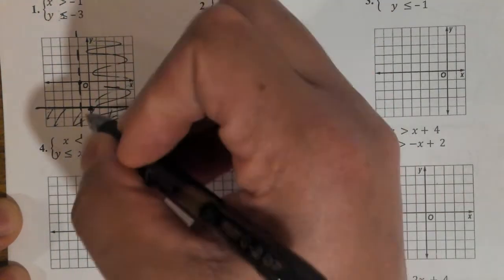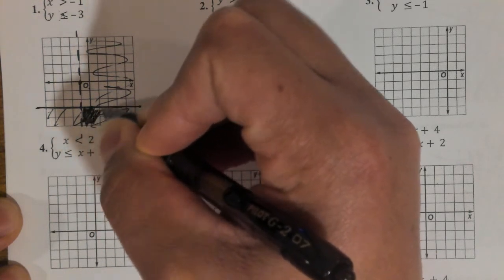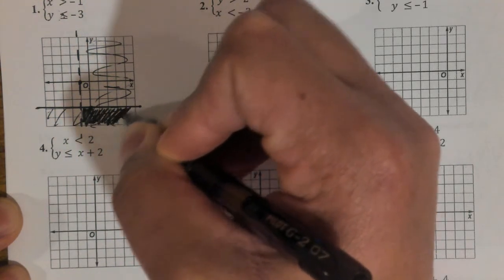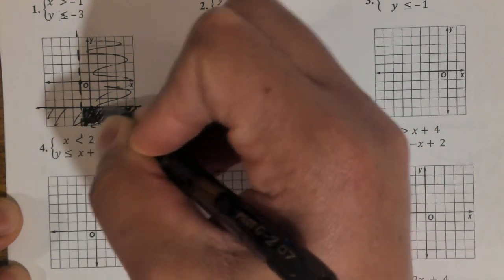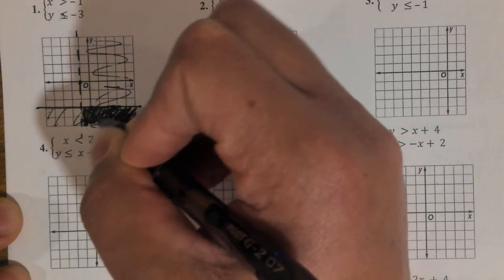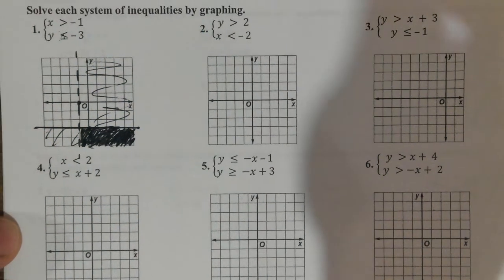And then if I look close, I can see where I overlap. It's going to be right here. So I'll shade this part in nice and dark. Okay, this is easier if you're using pencil, but pencil doesn't always show up on the camera very well. So here we are. But that's our shaded region. That's the correct solution set.